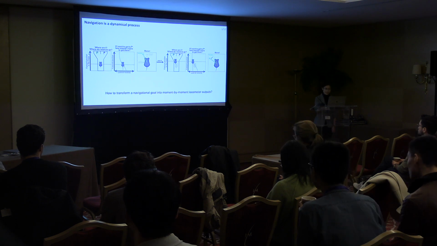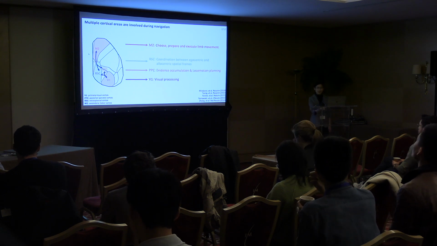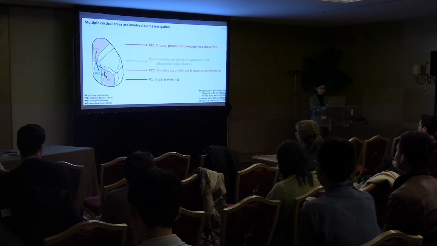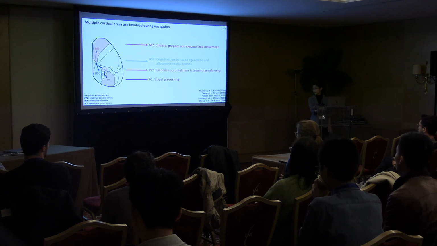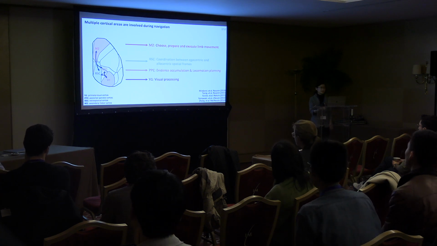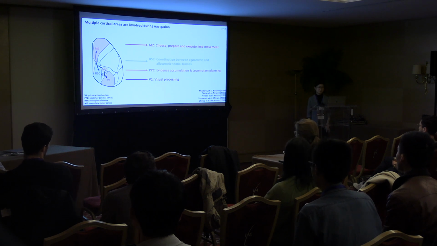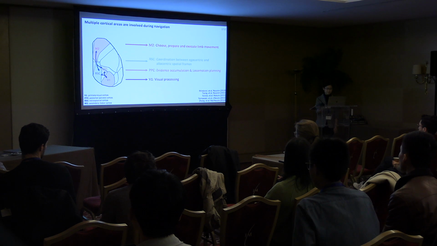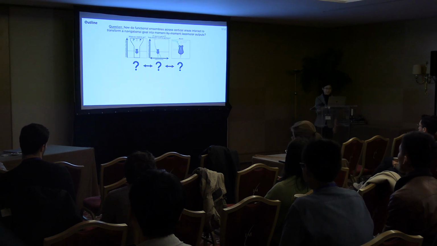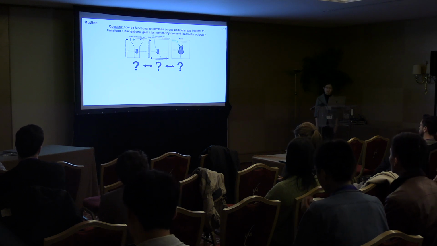As a very brief introduction, many cortical areas have been implicated in navigation. For example, primary visual cortex, the sensory areas, associative areas like PPC and RSC, and motor areas like M2. This is definitely not a complete list of all the possible brain areas involved, but these are the 4 brain areas we're going to focus on today. Again, the goal of this project is to study how functional ensembles across cortical areas interact to transform the navigation goal into the moment-by-moment locomotor outputs.